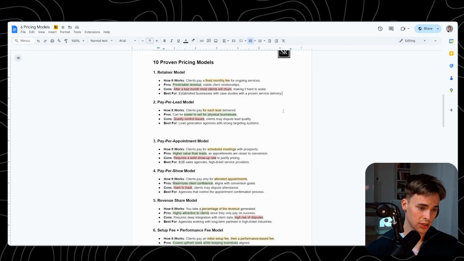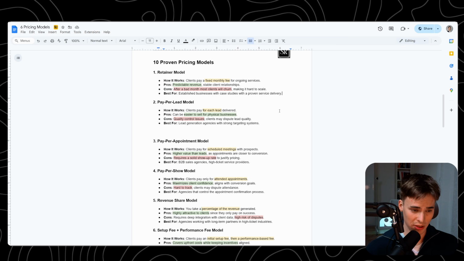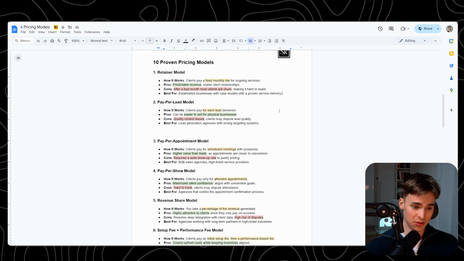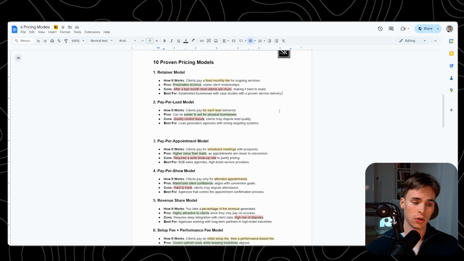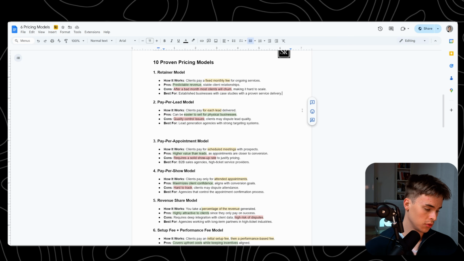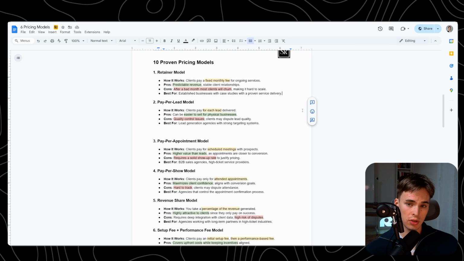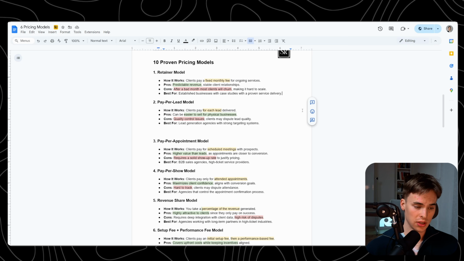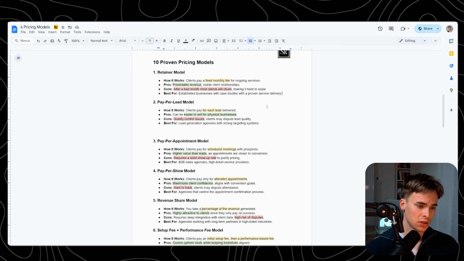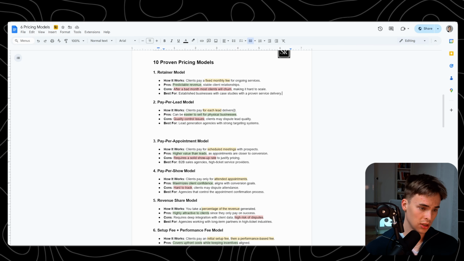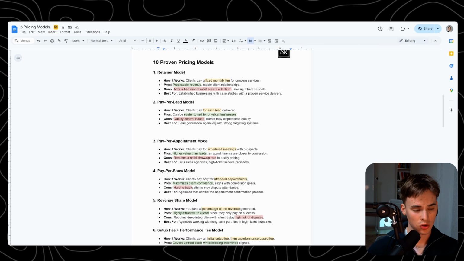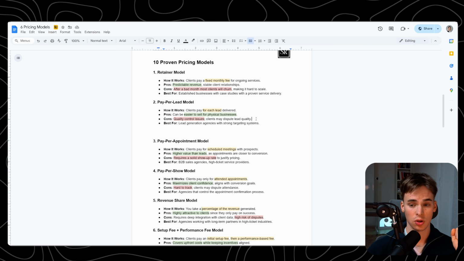Next is the pay per lead model. Basically, simple as it sounds, the client is going to pay for a lead. Pros of this, it's just easy to sell for more physical businesses. So if you're selling to local service type businesses, it is just very easy. For example, roofing businesses, you could sell leads to very easily. The cons of this, quality control issues, so clients may dispute the quality of the lead.